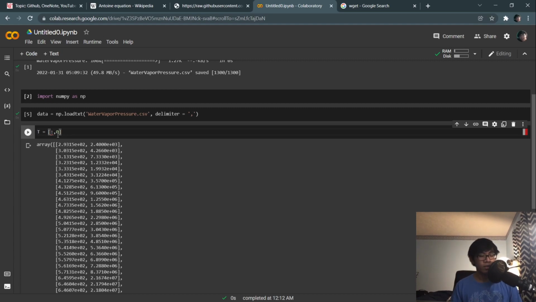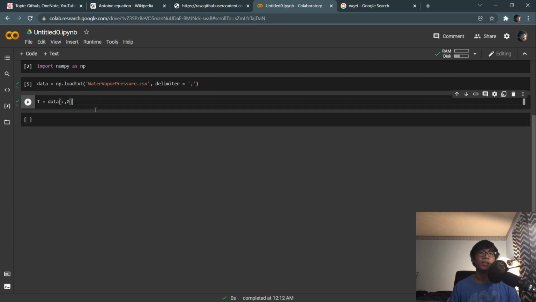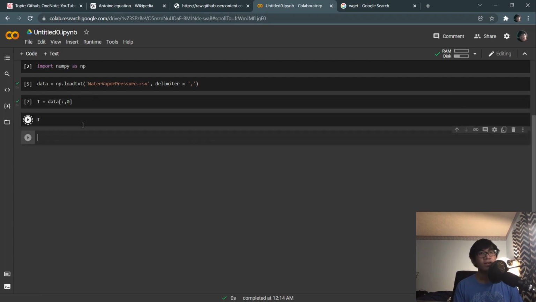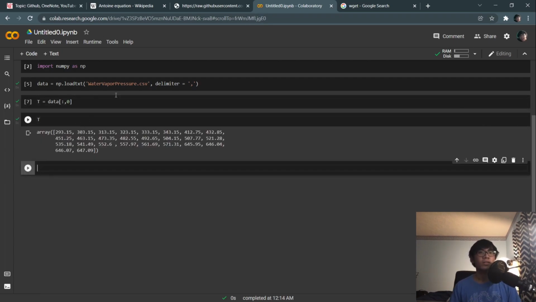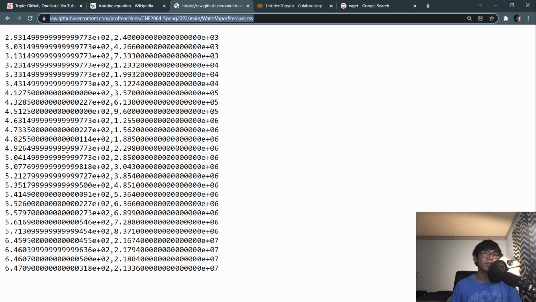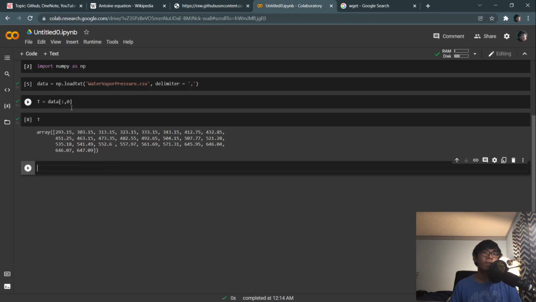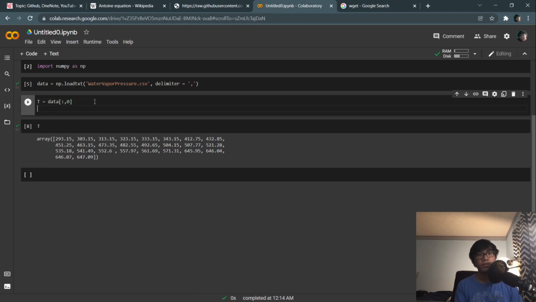And actually, I need to make sure it's calling it from the data array. So I'm going to go ahead and shift evaluate that. Actually, you're not going to see it because I didn't put it. So T, now we call it. Now it should match the left-hand side, Celsius. Now we need to do something similar for the pressure.